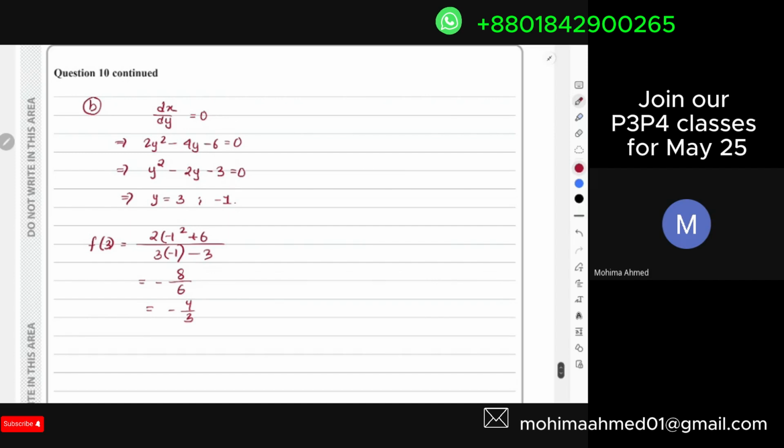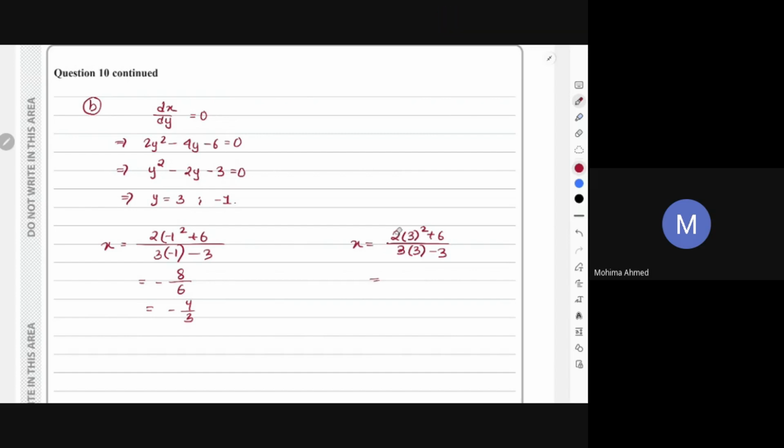And then if I insert 3 into the equation, so we write x equals, this is not f of x, this was actually x equals 2 times 3 square plus 6, divided by 3 times 3 minus 3. So that's going to be 9. 9 into 2 is 18. 18 plus 6 is 24, divided by 6, since 9 minus 3 is 6. So 24 divided by 6 is going to give you 4.